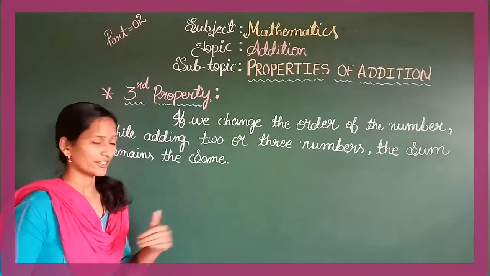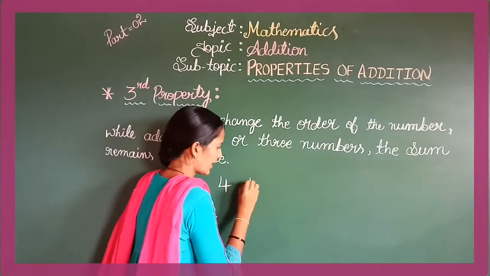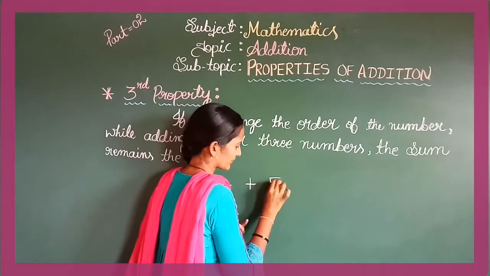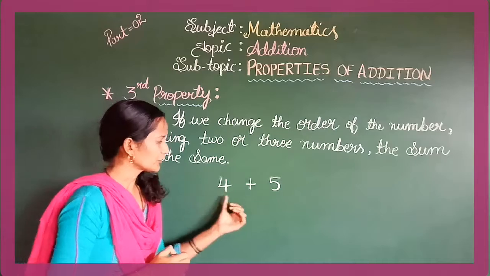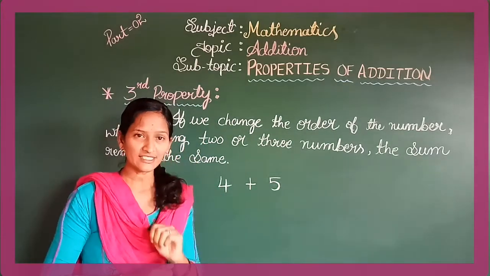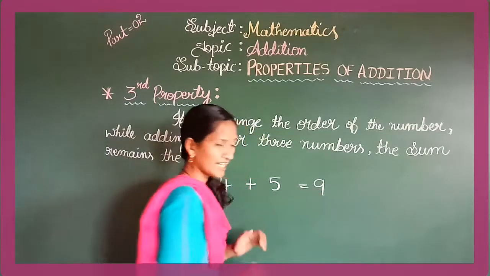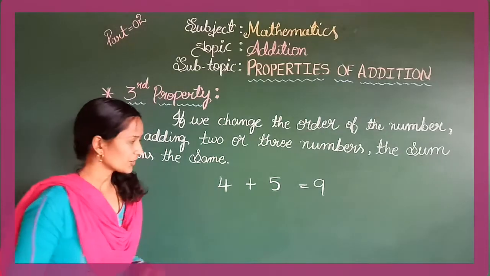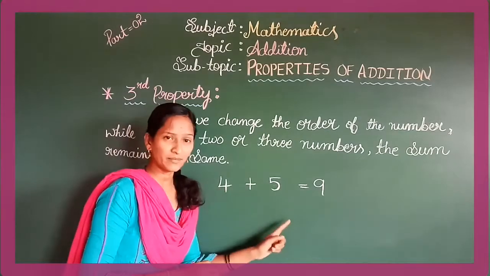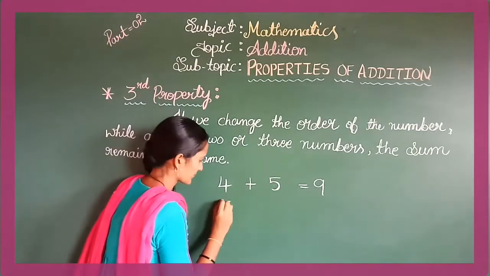So now look here. I am taking the number 4 here. Next, I am adding this number 4 with 5. What is 4 plus 5? 4 plus 5 is 9. You are right. So what is our sum? 9 is the sum, right? So here I am changing the order, meaning the 4 goes to the second place and 5 comes to the first place. See, look here.